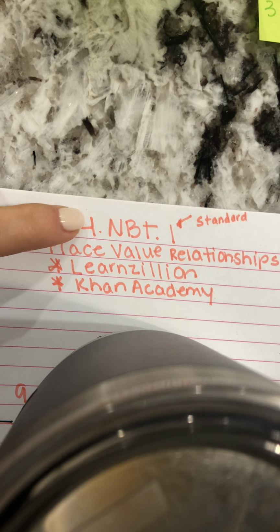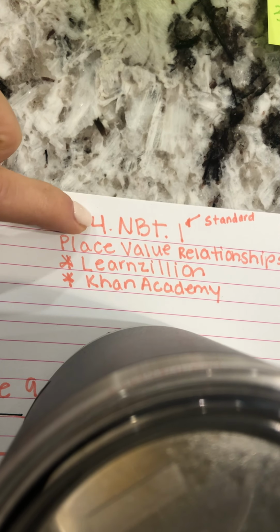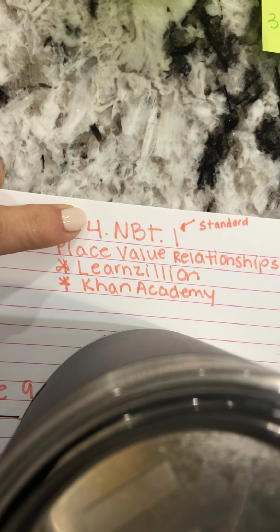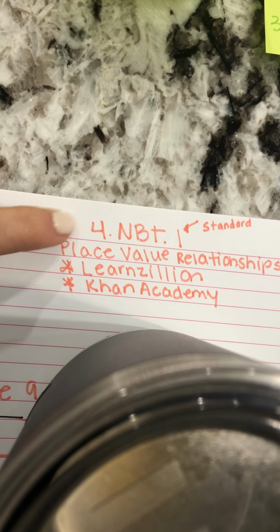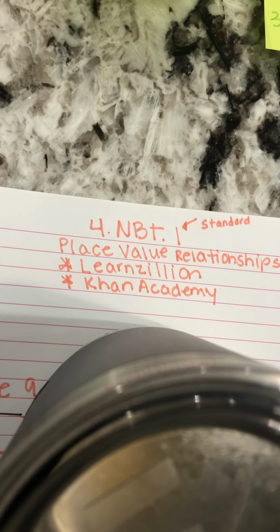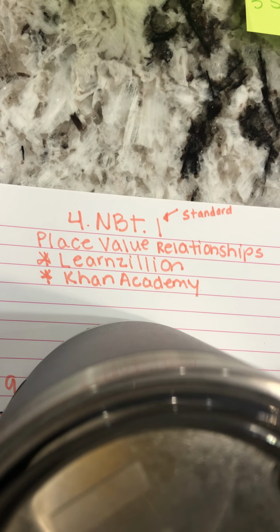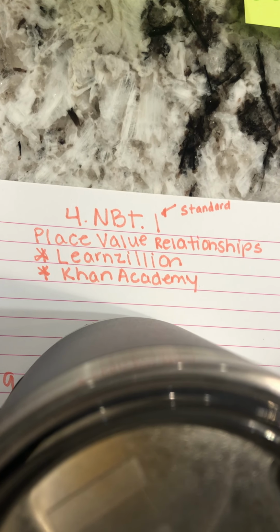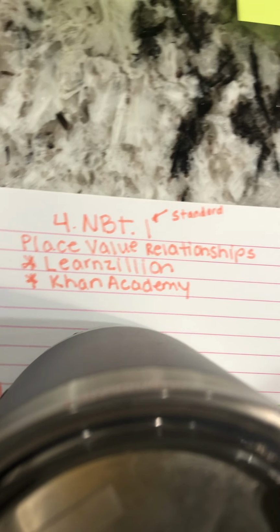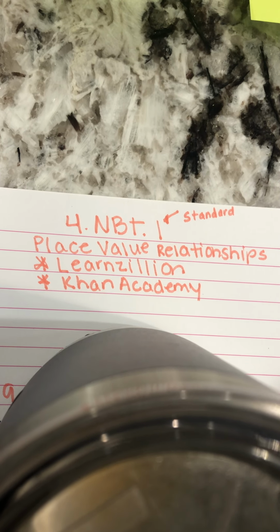I just wanted to share with you guys, the name of this standard is 4.NBT.1. You could Google the name of the skill, place value relationships, but if you type this standard number in, especially these are my two favorite places to look, you'll usually find some pretty helpful videos and practice. So if you're feeling like you need more help, beyond what we're doing at the teacher table and the videos that are already linked in the independent work, go ahead and type that standard, 4.NBT.1, into either LearnZillion or Khan Academy, and you'll find some good stuff.